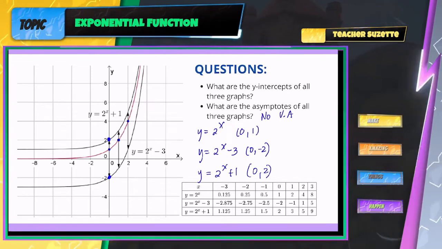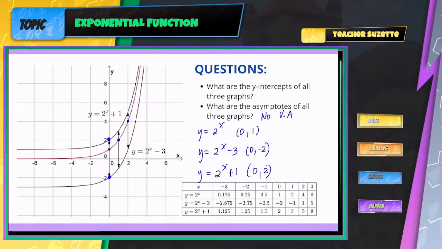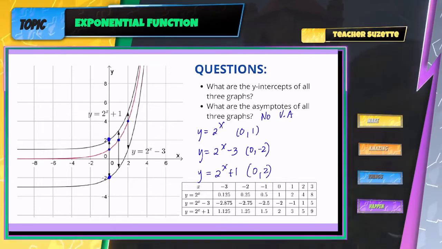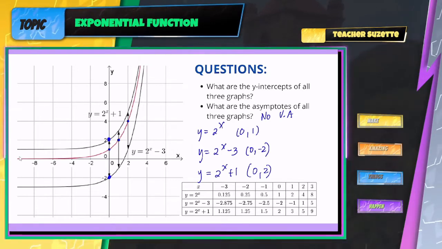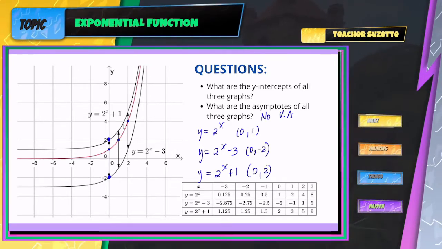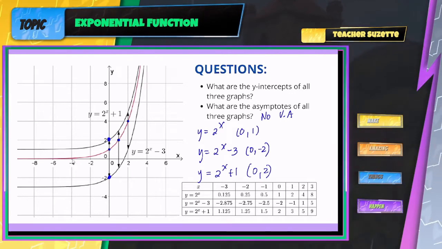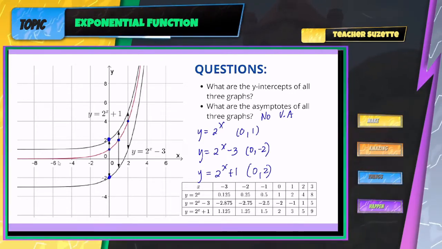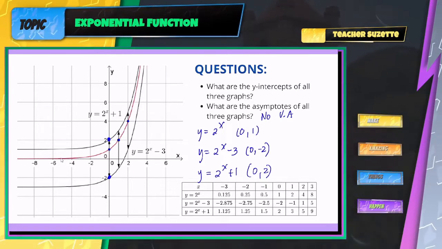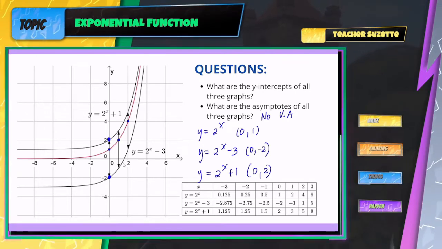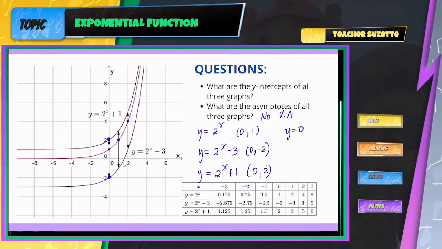And what is the horizontal asymptote for each graph? Let's first have y is equal to 2 raised to x. Looking at our graph, you will notice that when x is approaching negative infinity, the values of y also approach a particular line. However, it will never touch it, which is the line y is equal to 0, or the x-axis.